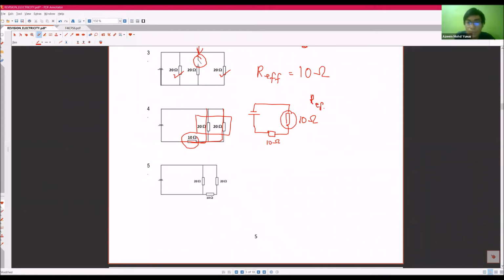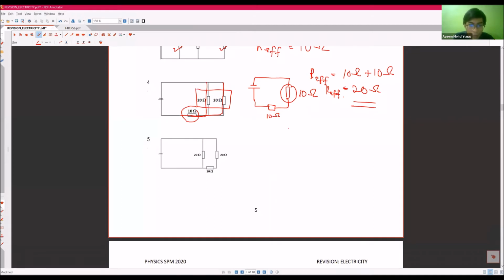we can do that easily because when we connect it in series, we assume that the length is increasing, thus the resistance is increasing. So we need to add. So 10 ohm plus 10 ohm becomes 20 ohm. So that's our answer for the final effective resistance. So let's move on to number 5 here.